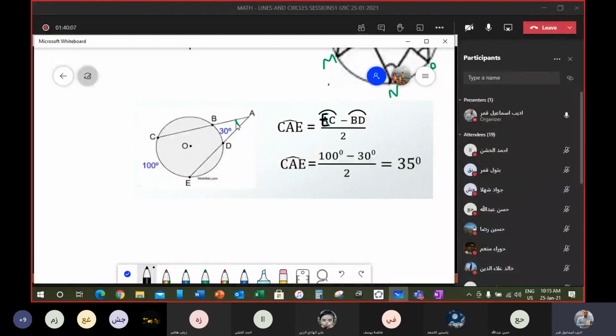اذا بدي الاقي الميجر لهيدي الانجل شو بتساوي الـ CAE الانجل؟ بتساوي الميجر of the arc CE which is the big arc minus the measure of the arc BD which is the small arc over 2. يعني البيج ارك هي ارك CE بتساوي 100 ماينس الارك BD 30 ديجريز. قديش بيطلع 100 ماينس 30 ديجريز؟ بيطلعوا 70 اوفر 2. بتطلع الانجل هيدي الـ CAE قديش بتطلع؟ 35.